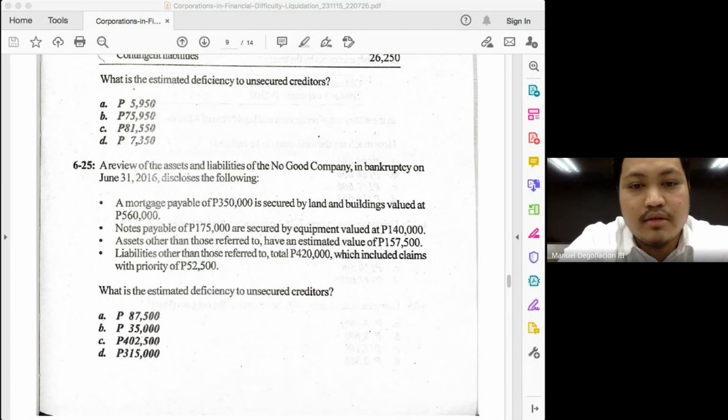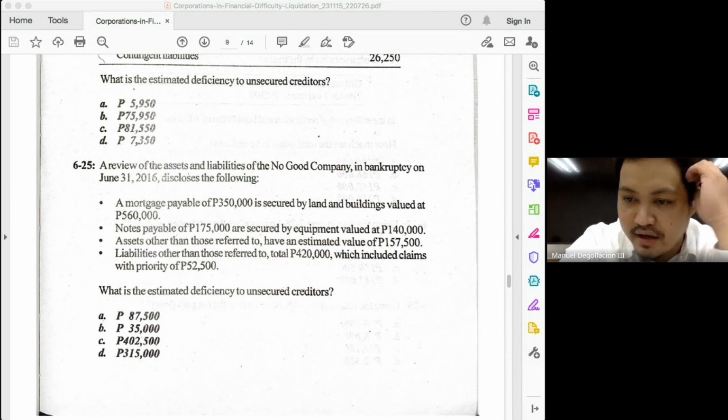Next would be, what's the second thing I want you to remember for your net free assets? Don't forget to deduct the unsecured liabilities with priority. And are we given that amount in this problem? Yes, which is your 52,500. And that will be how much? Your 157,500 plus 210 plus 52,500. How much will that give you?